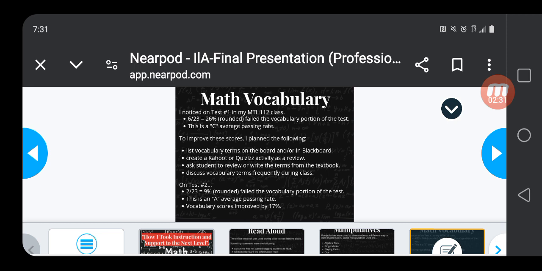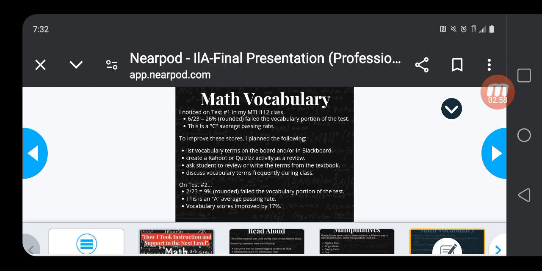Math vocabulary. In my Math 112 class, I noticed this semester that I saw a decline in the vocabulary part of the test. Even though they made a C average, I was not satisfied because a lot of students performed very well on the math part of the test. So I noticed that 26% failed, in my opinion, the vocabulary portion of the test.